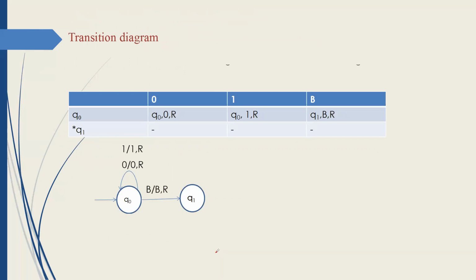The transition diagram: how do we represent this with a transition diagram? As I told, there are three different ways: instantaneous description, transition table and transition diagram. In the transition diagram, whatever number of states we have, we are going to represent that many states, and we represent a state by a circle. And what it says here, if you check, Q0 on 0: if 0 is there, go to the state Q0 itself. So Q0 on 0 is Q0 itself, and 0 as it is, move the cursor to the right direction. 0/0 and move right.